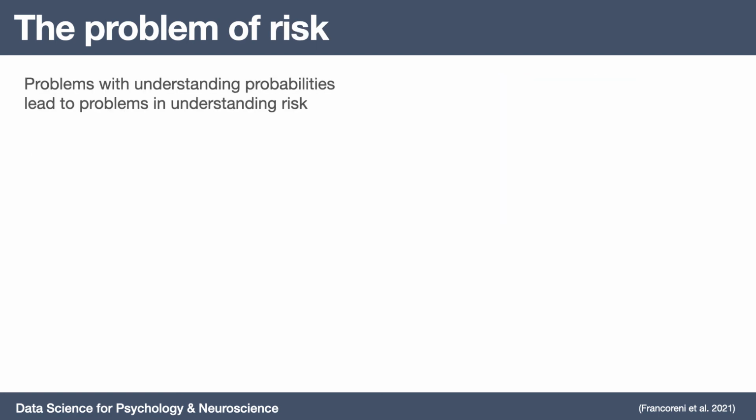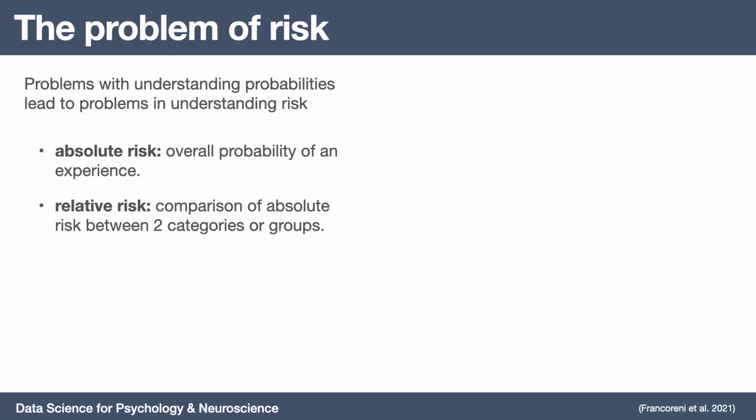And this translates into how humans perceive risk as well. The problems with understanding probabilities lead to problems in understanding risks. Because risk fundamentally relies on understanding probabilities. And there's two ways to think about risk. There's absolute risk, which is just the overall probability of an experience occurring. And then there's relative risk, a comparison of absolute risk between two categories or groups. Now, both of these at a hypothetical level are fine.